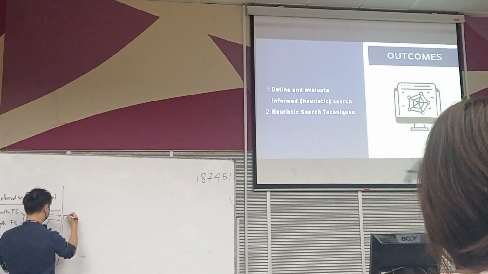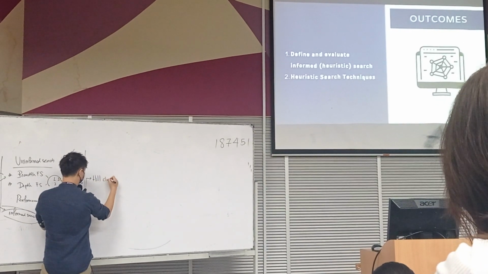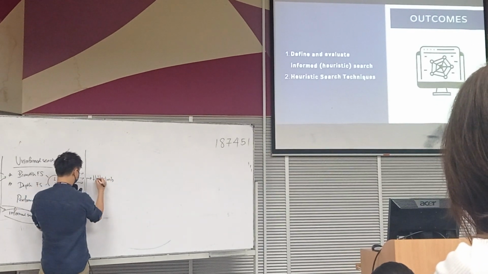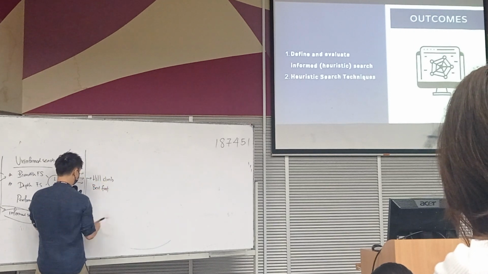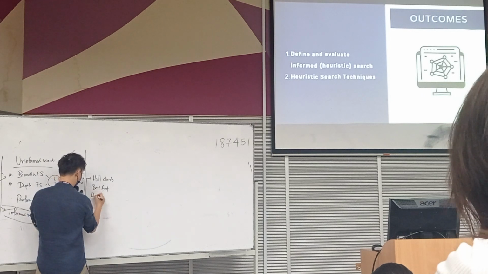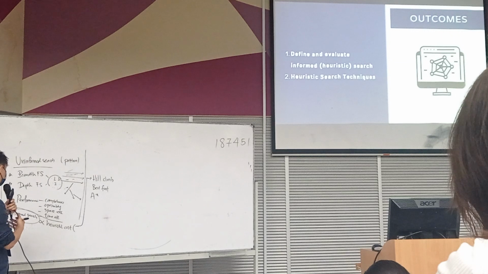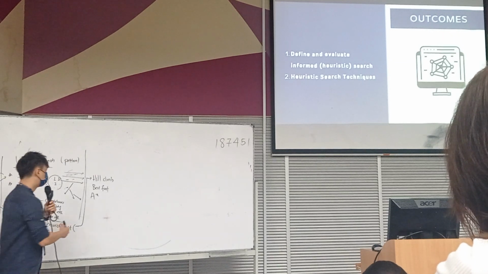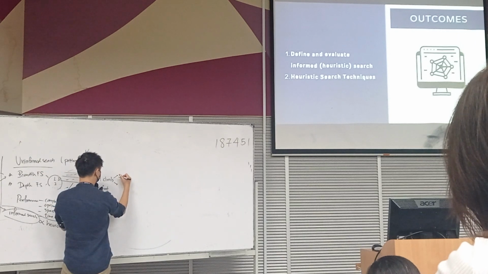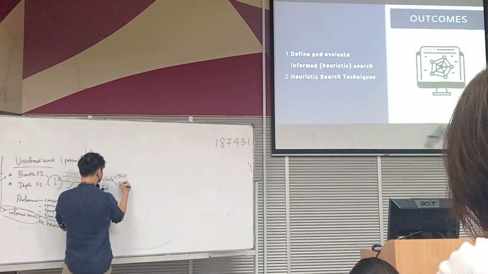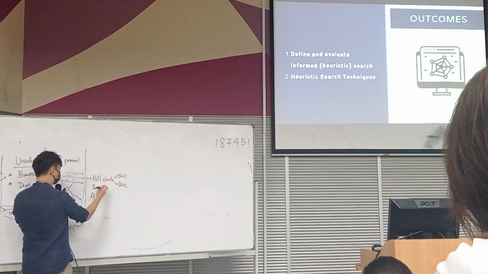So I'll bring it out here. You have hill climbing, you have best first, and you have A star. These three are the most common techniques under informed search. Meanwhile, hill climbing you can actually branch out into another two, known as simple hill climbing and steepest ascent hill climbing. So we are going to learn four algorithms today.